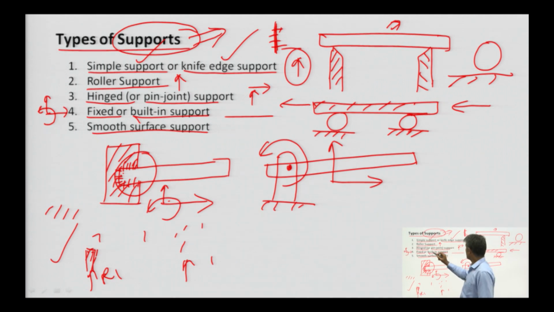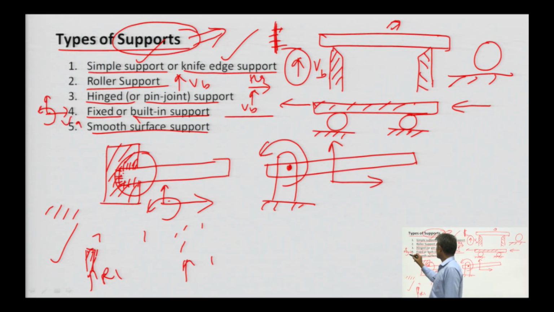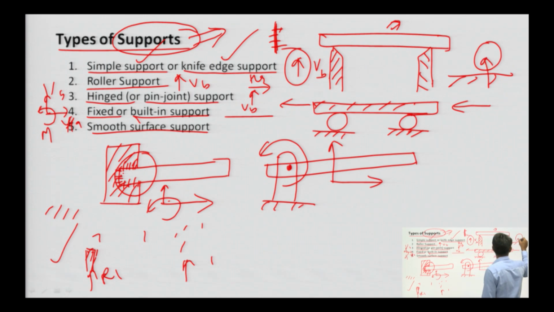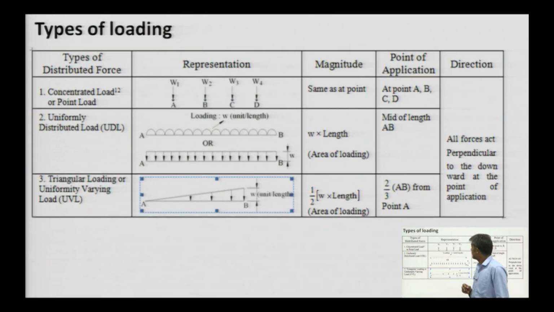Therefore, in all these cases, for simple support, vertical reaction will be here; for roller, vertical reaction; for hinge, horizontal reaction and vertical reaction here; for fixed, horizontal reaction, vertical reaction and moment will be here. In a smooth surface, vertical reaction will be here, right. Next is loading, types of loading.